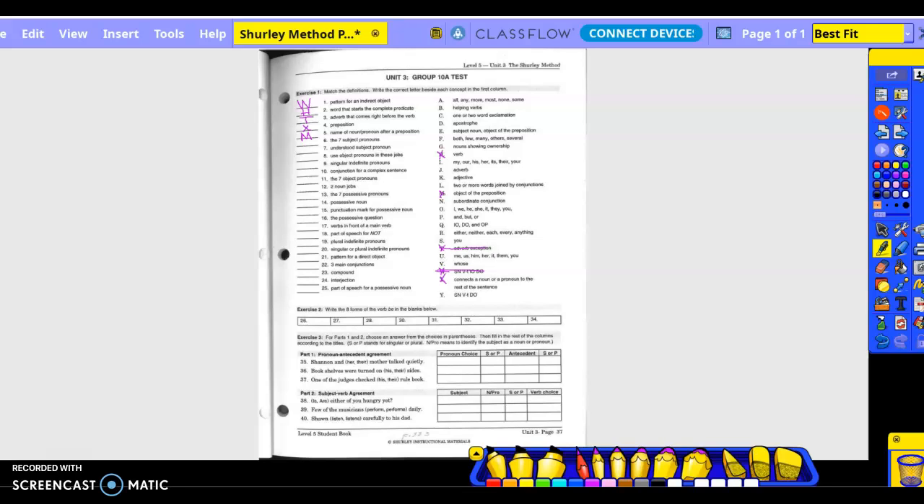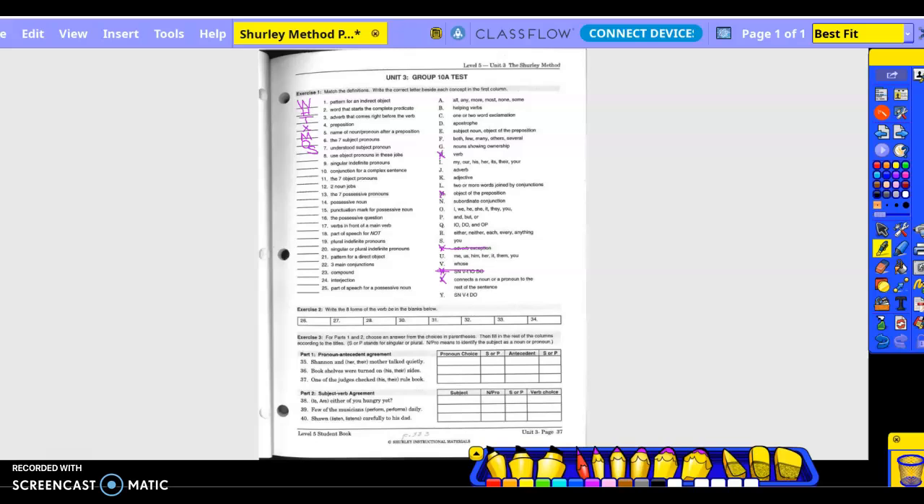Okay, the 7 subject pronouns. What are the 7 subject pronouns? I heard someone say it. Nope, I, we. Okay, letter O. Number 7, understood subject pronoun. So when you're classifying a sentence, what would you just say is the understood subject pronoun? It's not necessarily in the sentence, you. So letter S.